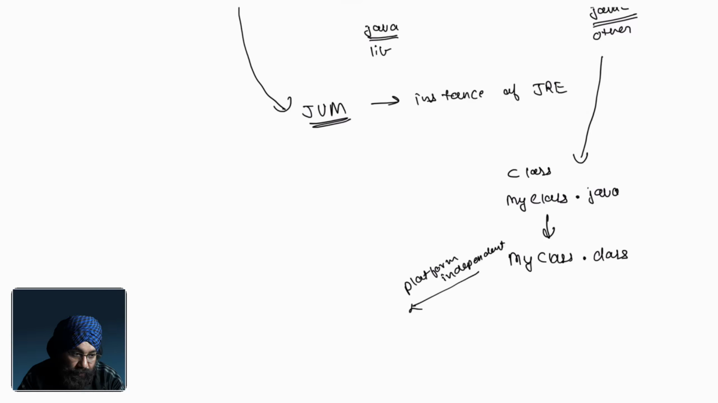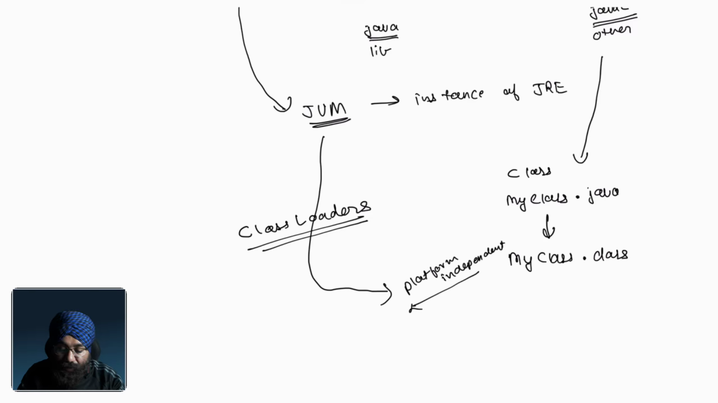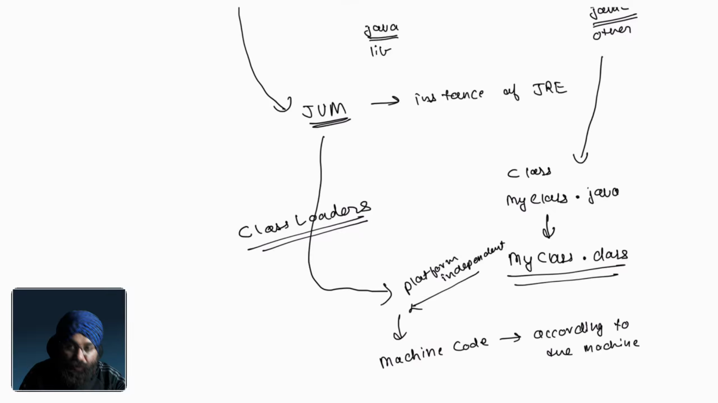Why? Because the JVM has something called class loaders. These class loaders will read this .class file and compile it into machine code according to the machine. If it is a Windows machine, it will create the machine code according to Windows. If it is Linux, then Linux. If it is Mac, then according to Mac. So the JVM does this job. And what is inside the JVM? There are class loaders inside the JVM that do this job.